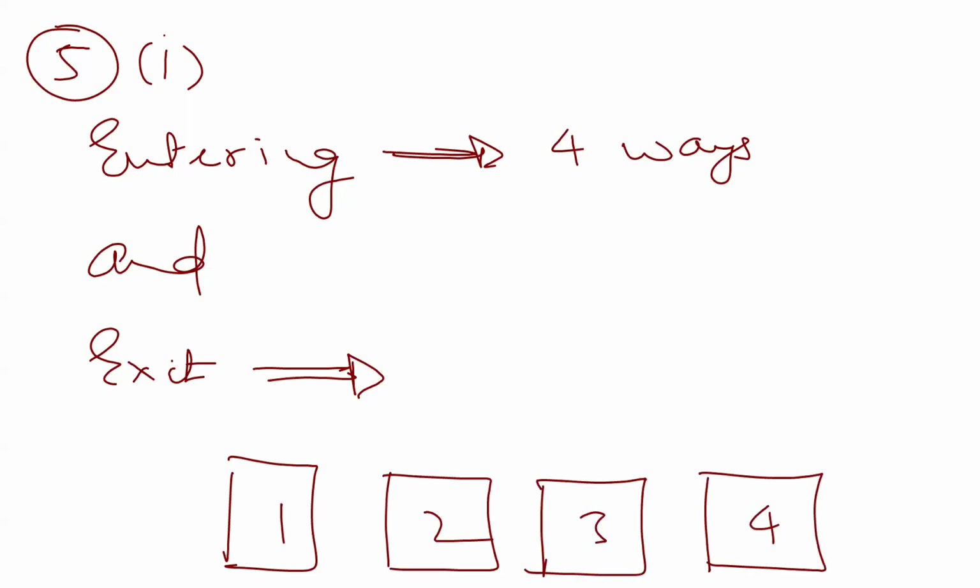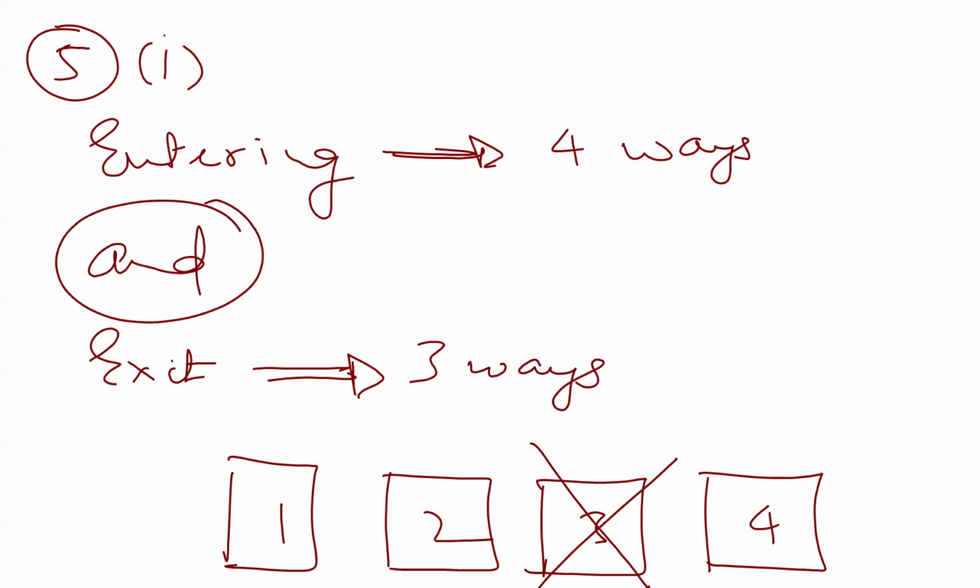So for example, door number 1, 2, 3, 4. While entering, there are 4 choices. Suppose he's entering by door number 3. While returning back, he cannot come by door number 3. So while returning, there are 3 choices left. So 3 ways, and it is multiplication. So 4 into 3 is 12.